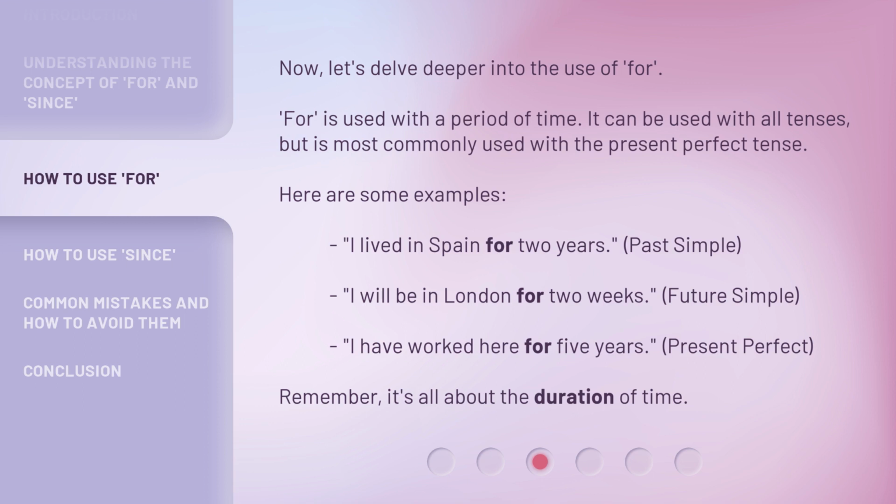Past simple. I will be in London for 2 weeks. Future simple. I have worked here for 5 years. Present perfect. Remember, it's all about the duration of time.